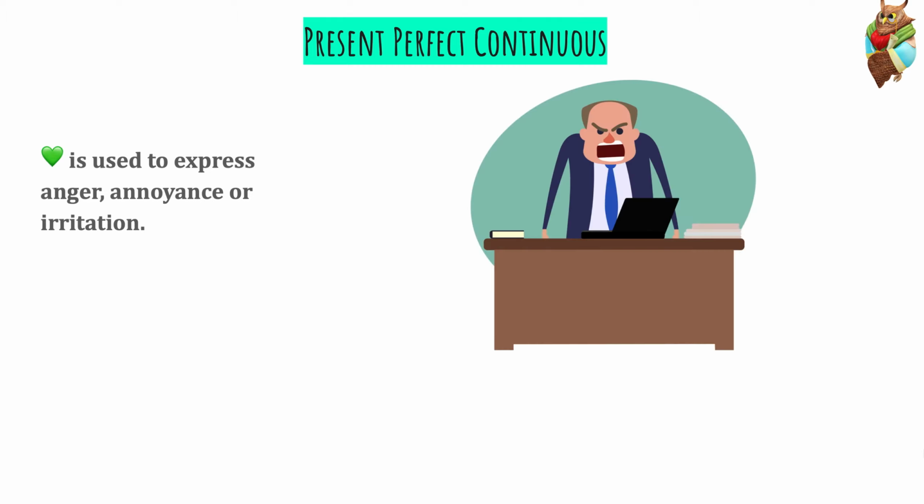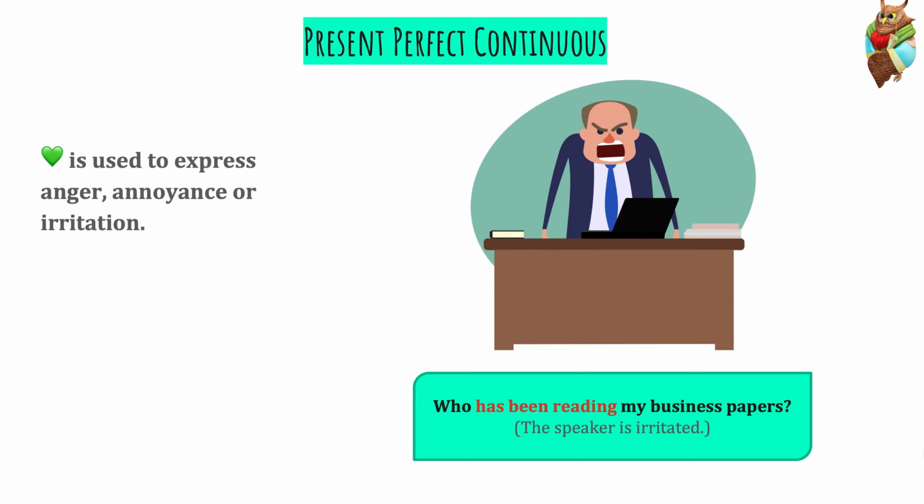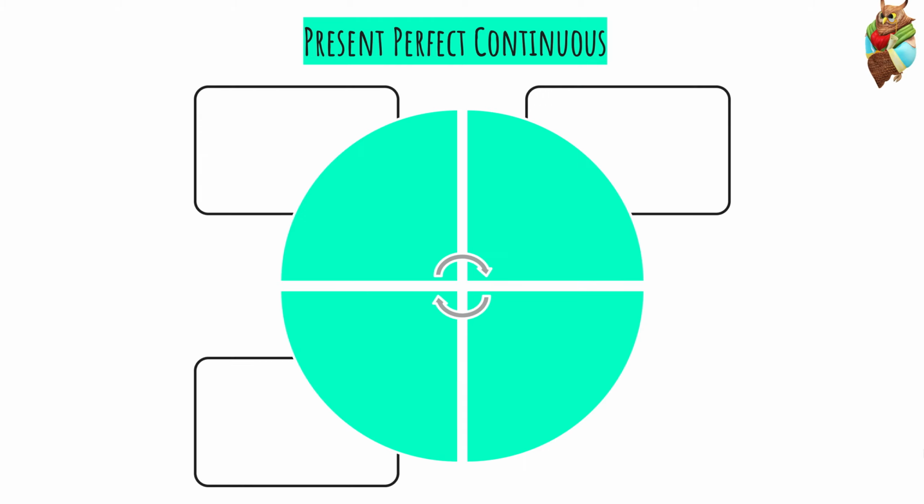For example, yeah, sure, the example is about some boss. Who has been reading my business papers? He is angry. The speaker is irritated. Who has been reading my business papers? Because I can see that they lay not in the same order as I left them.